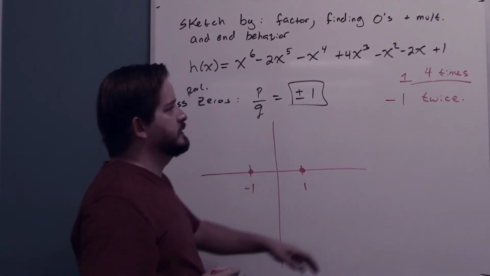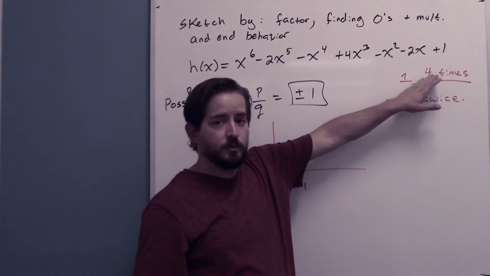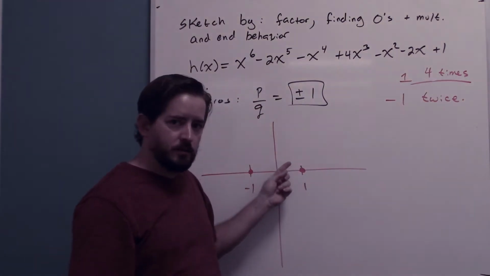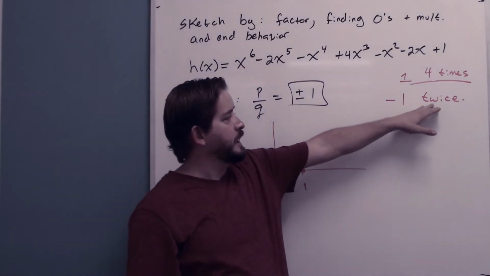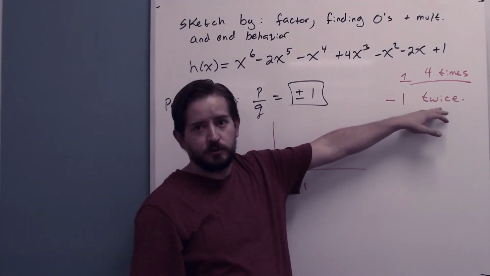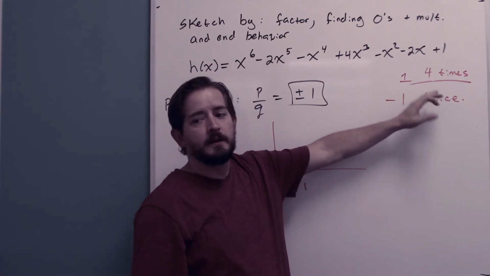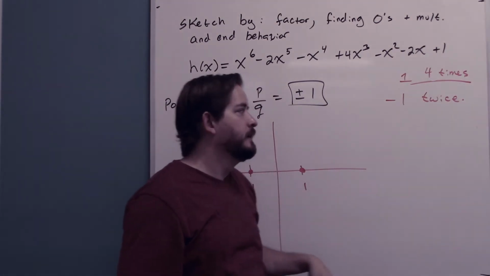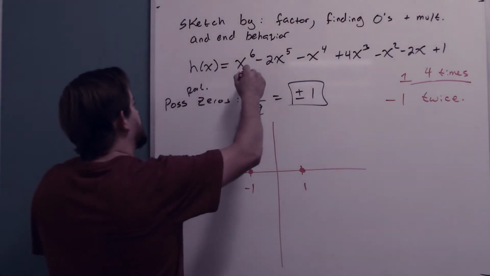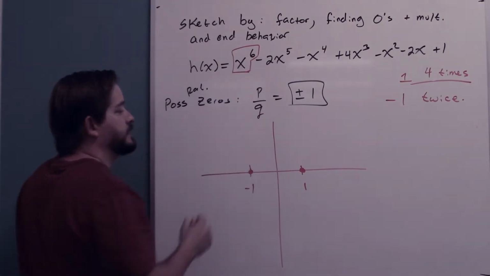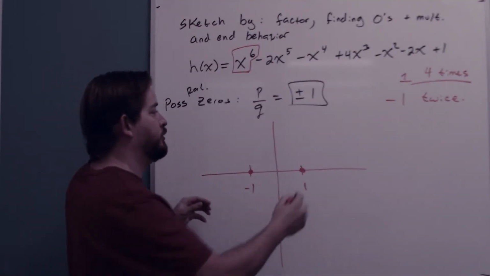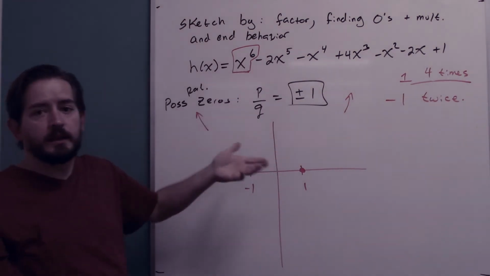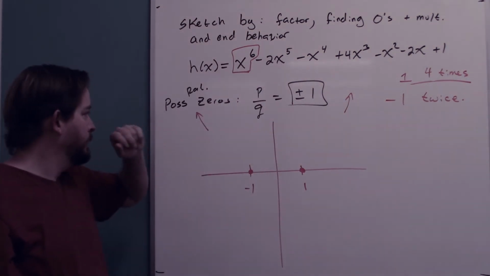I know that the 0 at 1 has a multiplicity of 4, which is even, which means I'm going to touch, but not cross. The same thing happens at negative 1 because there's 2 of those. Its multiplicity is even, therefore it's going to touch the line and then leave it, it's not going to cross through the line. The end behavior depends on your leading coefficient. It's even and it's positive, and therefore I know my end behavior is that it'll go up as I go to the left or to the right, right?